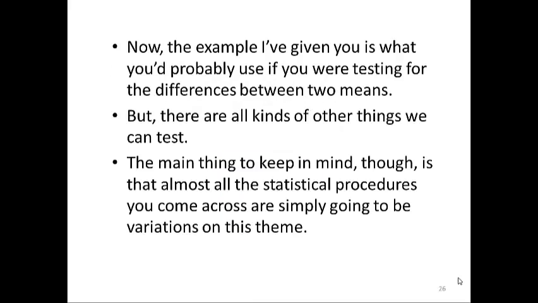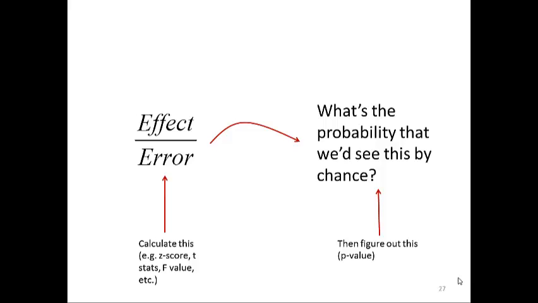Now, the example I've given you is what you probably use if you were testing for the differences between two means. But there are all kinds of other things we can test. The main thing to keep in mind, though, is that almost all statistical procedures that you're going to come across in this course are simply going to be variations on the same theme. We calculate the effect over the error. It might be a z-score, a t-statistic, an f-value, whatever. And then we figure out what's the probability that we would see that score by chance alone, or a p-value.